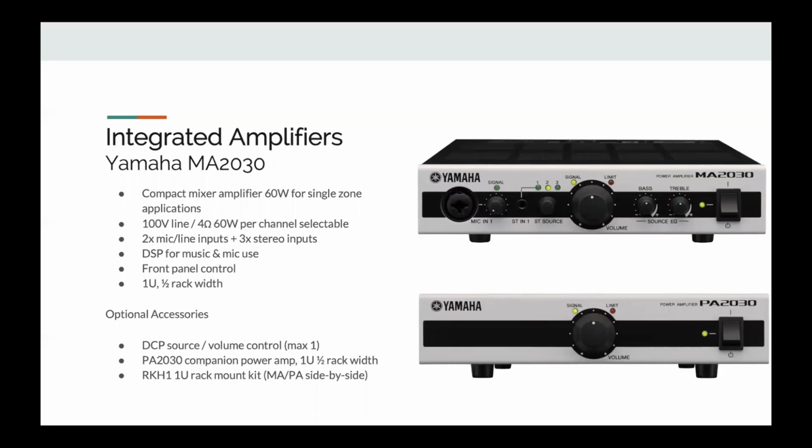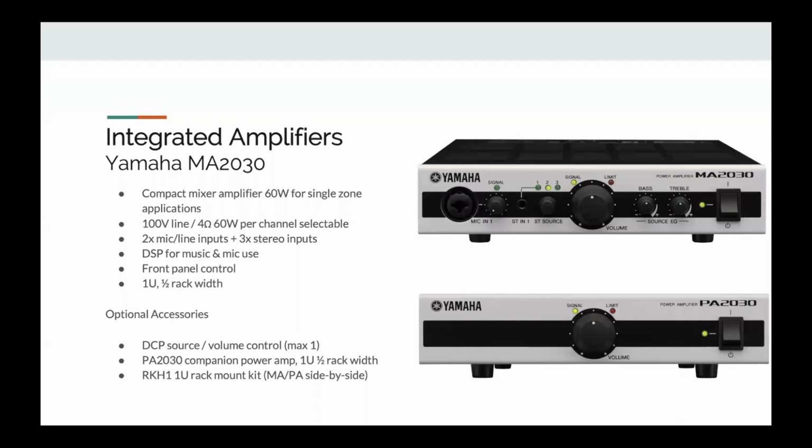We start with the Yamaha MA 2030, which is a 60-watt mixer amplifier. It's 1U in height and it's half width. It has either 4 ohm or 8 ohm settings, so you can use conventional loudspeakers off it. You can also switch it into 100-volt line mode, so it's very straightforward to use for longer distance commercial applications. What sets it apart from conventional amplification is that it has 2 microphone or line inputs and 3 stereo inputs. So it's very diverse.